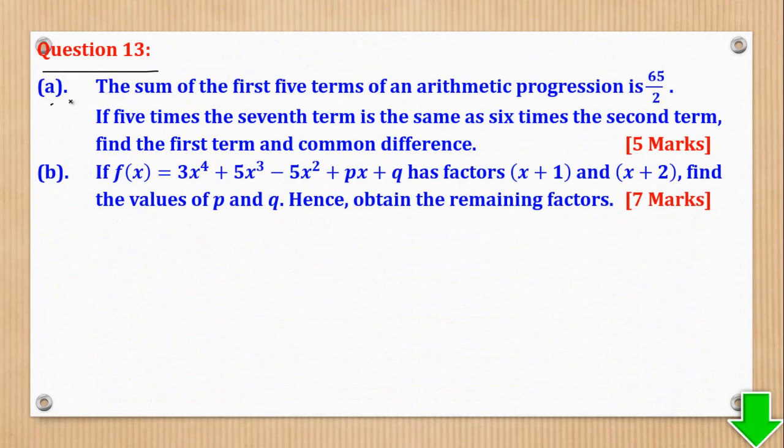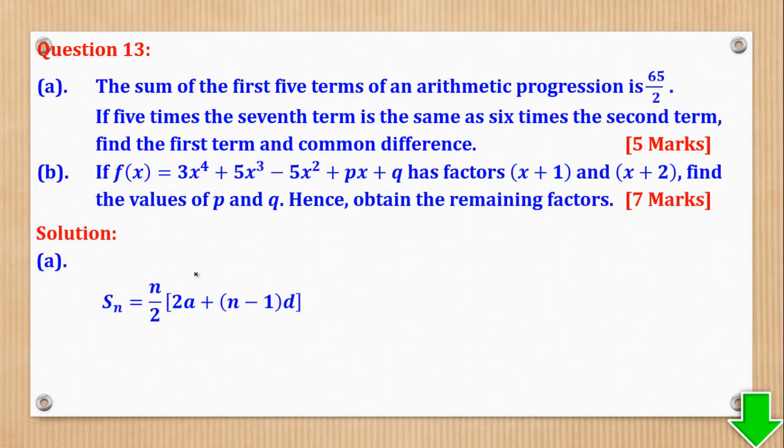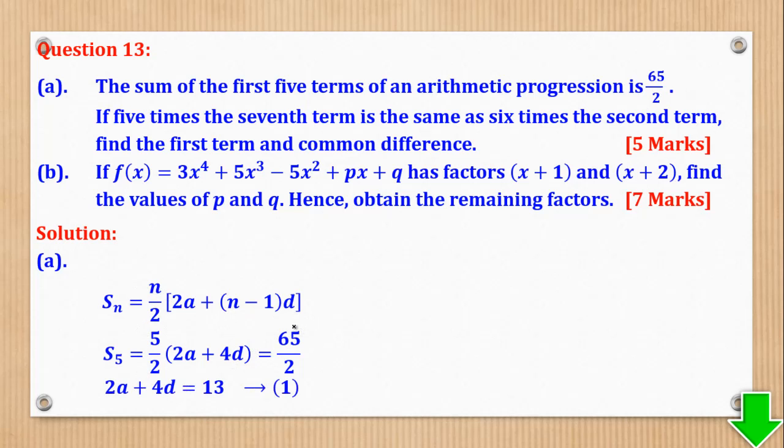Then question 13, part A says, the sum of the first 5 terms of an arithmetic progression is this. If 5 times the 7th term is the same as 6 times the second term, find the first term and common difference. So sum is that. Sum of an AP, substitute for n, which is that, and equate it to this. So that will be equation 1.